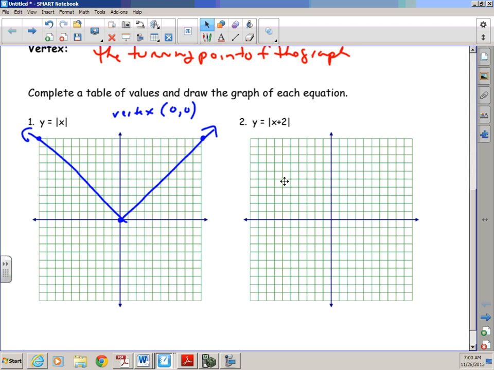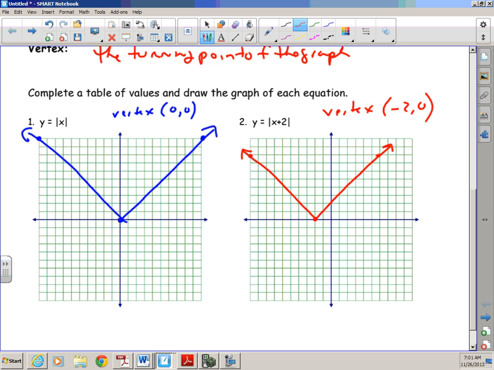So in graphing this one, I'm going to graph the vertex of -2, 0. And the other 2 points I'm going to graph that match up are -10 gives me 8, and 6 gives me 8. All I'm trying to do is keep my graph symmetrical. Okay? My vertex is -2, 0.